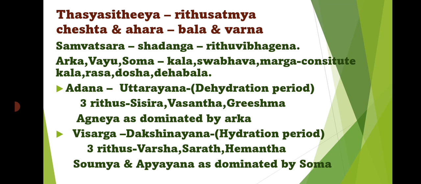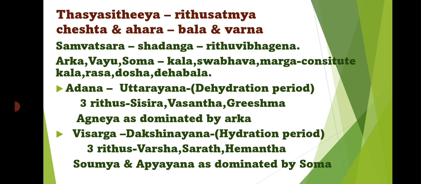Samvatsara, that is the year, is divided into 6 according to the Ritus. Shadangam Ritu vibhagena vidyat. The 6 Ritus are Shishira, Vasanta, Grishma, Varsha, Sharat, and Hemanta. The two Ayanas, Uttarayana and Dakshinayana, are also called Adana and Visarga.